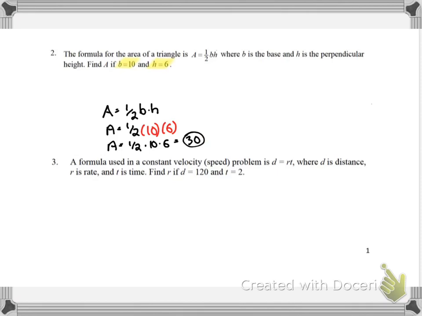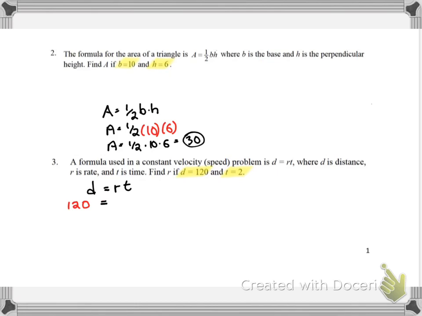It says the formula used in a constant velocity or constant speed problem is distance equals rate times time. So let's write that down here. Distance equals rate times time. Okay, then we're given the fact that the distance is 120 units and the time is 2 units. Again, we don't know what those units are. So let's plug those values in. So we have the distance is 120, so I'm going to put 120 over here in place of the distance.